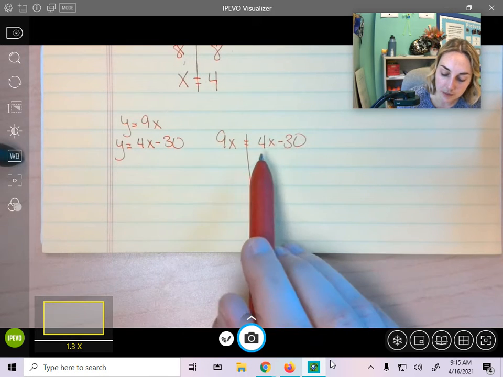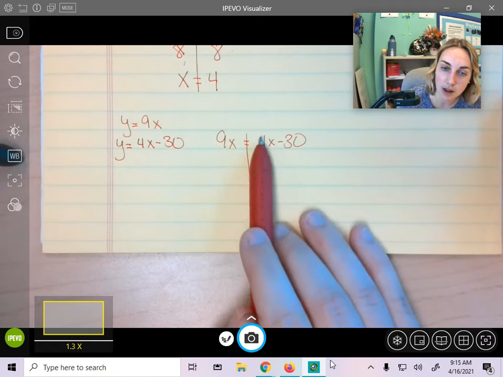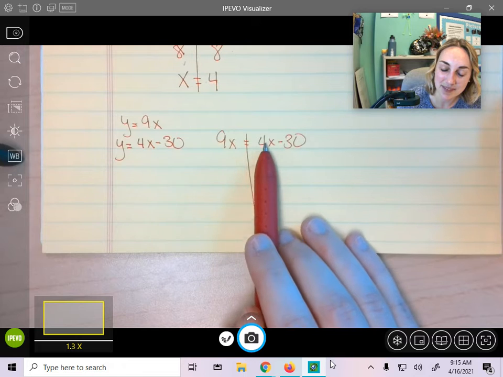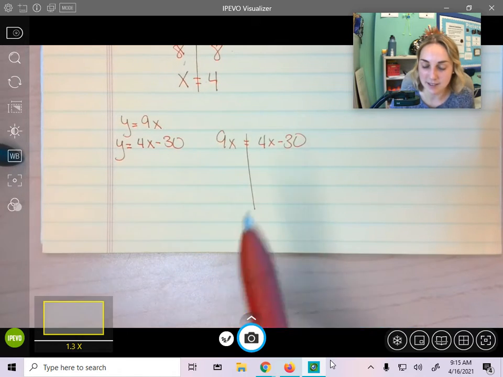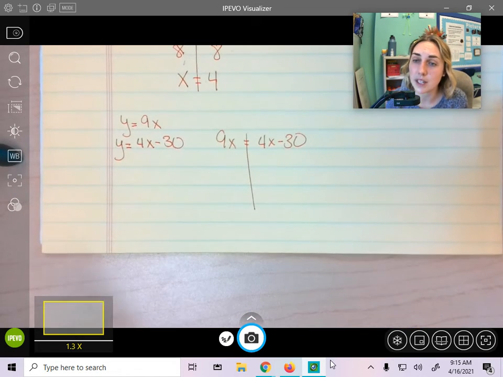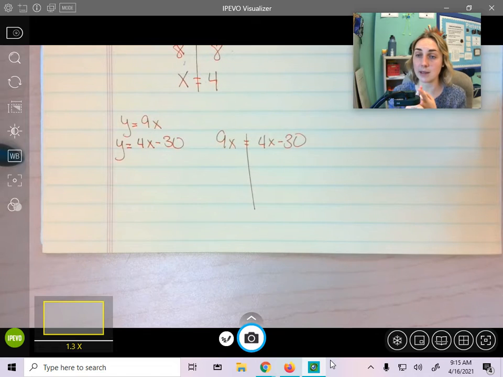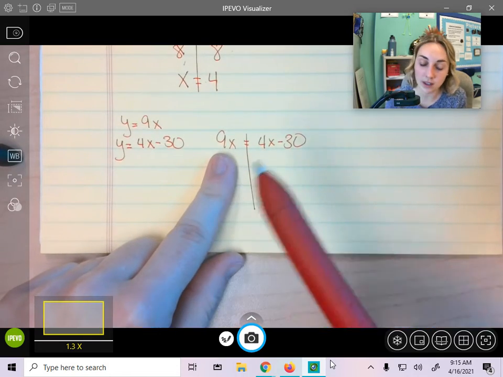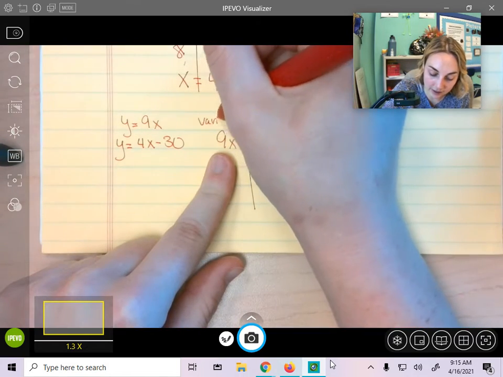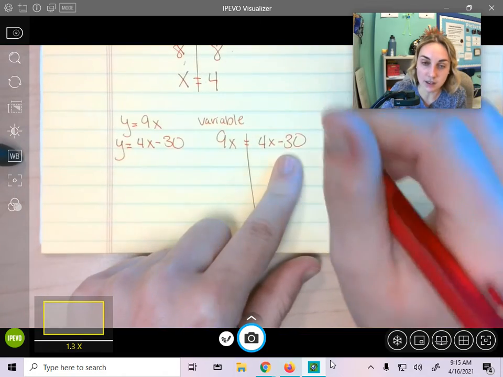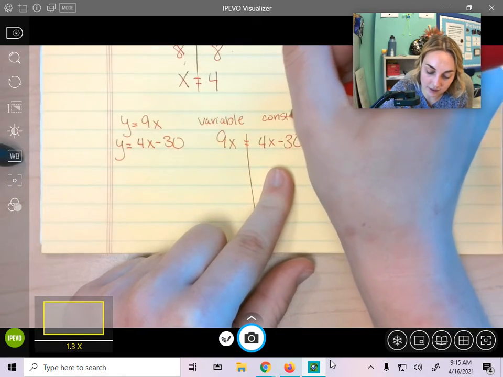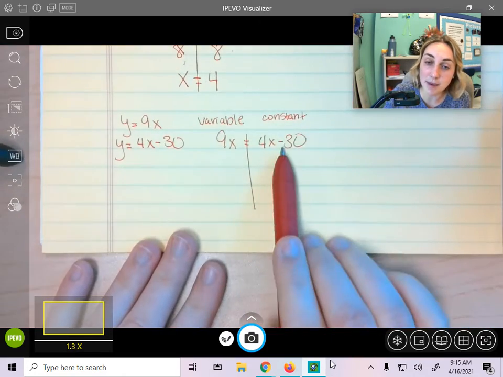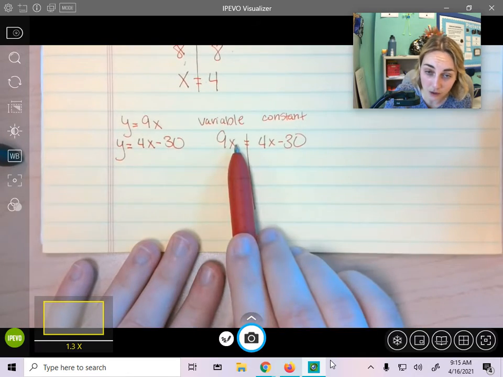So what I want to do is move all of my variables over here because, remember, when you solve equations with variables on both sides, you have to choose a variable side and a constant side. And the variable side is based off of which variable is worth more. Well, 9 is bigger than 4, so I'm going to make this my variable side. And so this will be my constant side. So that means I want to move all of my variables, so I want to move this 4x over here.